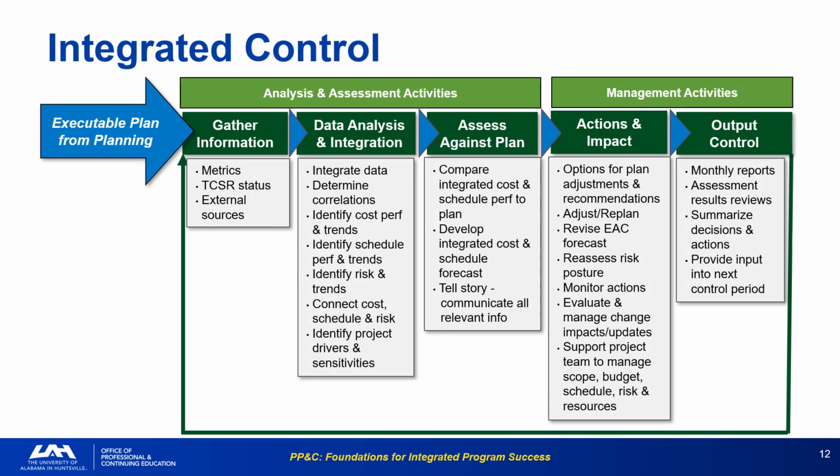The control phase relies on the executable plan created during integrated planning. The process moves from gathering data to analysis, assessment, and finally, management action. Your analysis must effectively communicate the story, connect cost, schedule, and risk trends, and identify key project drivers. The control process ultimately feeds back into management decisions on adjusting plans, replanning, and revising the estimate at completion.